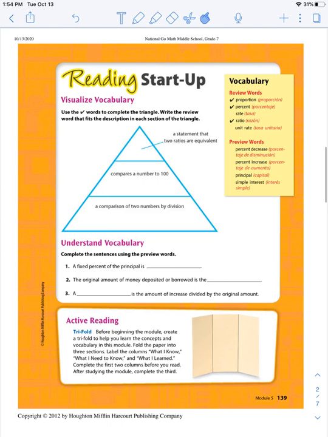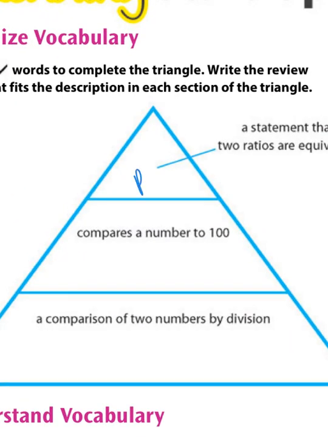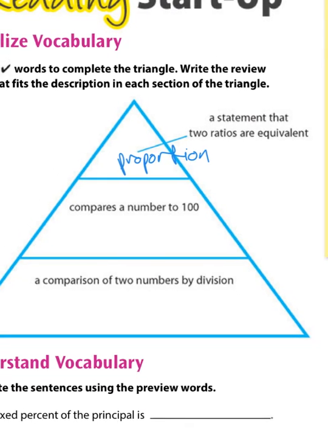Before we begin the 5.1 notes, there's some important vocabulary words we need to review first. We are going to match the checked words in the word bank with the section of the triangle. All right, so the first section says a statement that 2 ratios are equivalent. This is what we were working with in chapter 4. This would be a proportion.